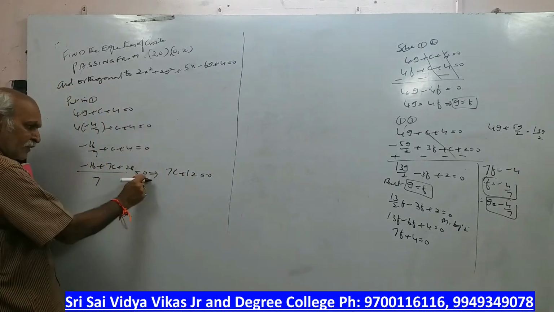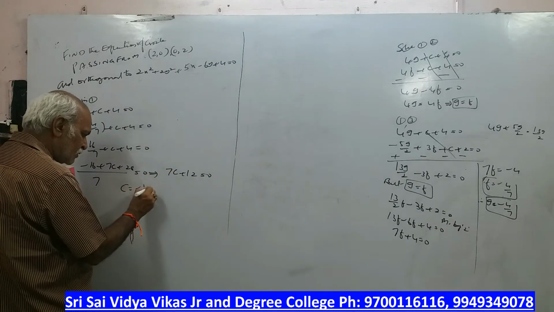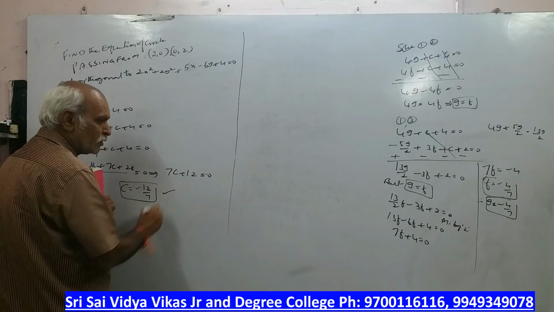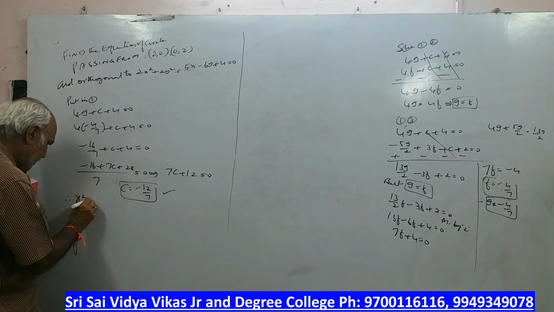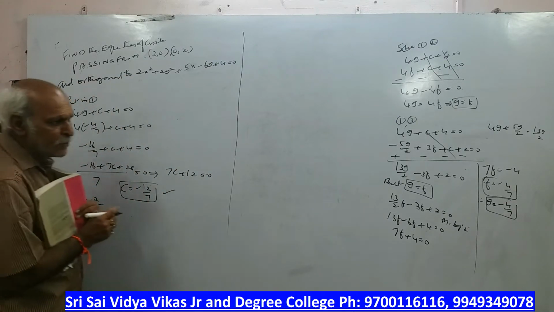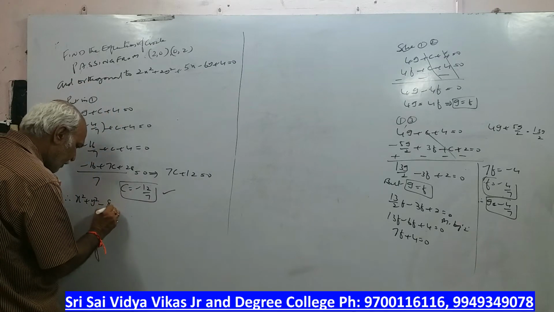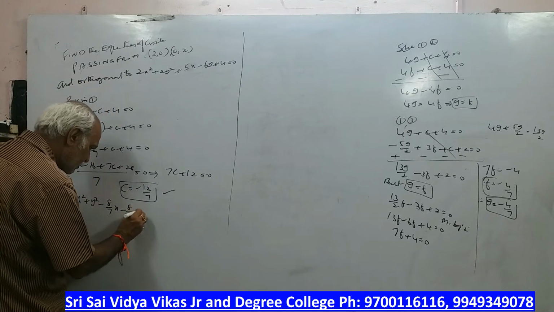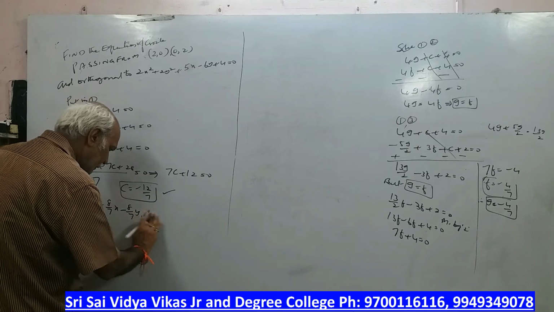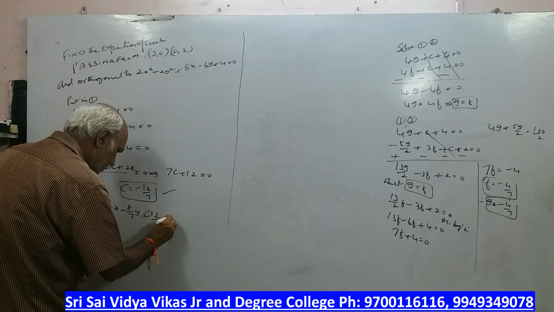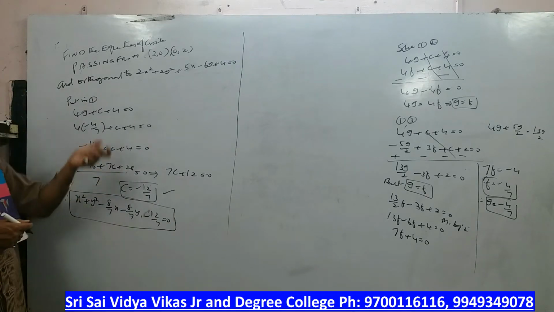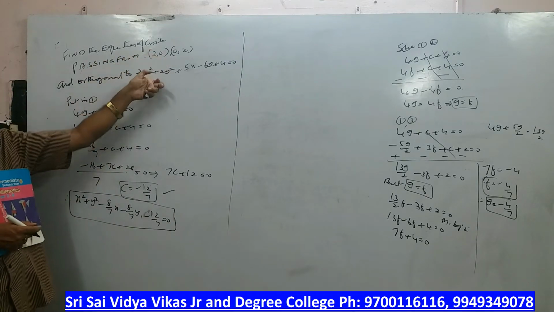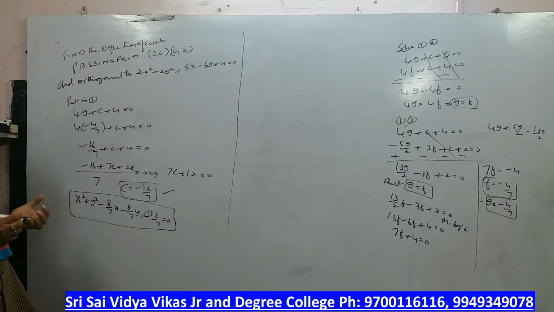Cross multiplication, 0 into 7 is 0. What is the c value? Minus 12 by 7. You got g value, f value, c value. Therefore, circle equation x square plus y square plus 2gx, that means minus 8 by 7 x, plus 2fy, minus 8 by 7 y, plus c, minus 12 by 7, is equal to 0. Right? So, 3 conditions, 2 points, orthogonal condition. Okay, please note down this.